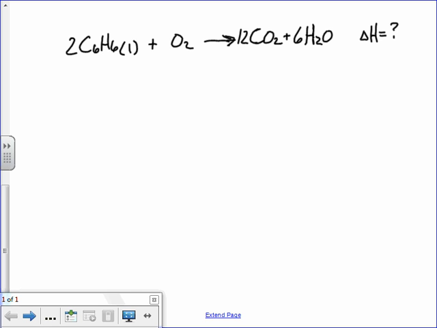All right, so then we end up with 24, 30 oxygens, so then you need a 15 in front of the O2. All right? So there's your coefficients for that reaction.